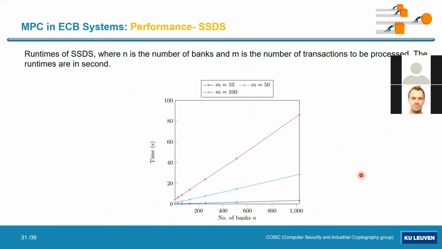SSDS is even worse, and you can see that the other two graphs gave us better results than this one. This is okay because in this case both sources and destinations are secret.